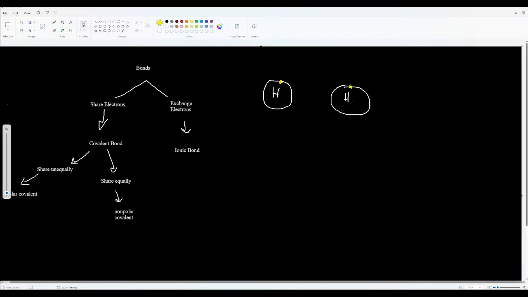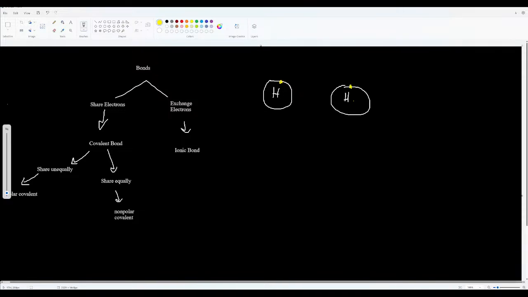So hydrogen has a couple of different options. Either it can donate its electron. That is possible. We will go into that later in the semester. Or it could share it. Most times it'll share it. In certain cases it won't. But hydrogen is very versatile.